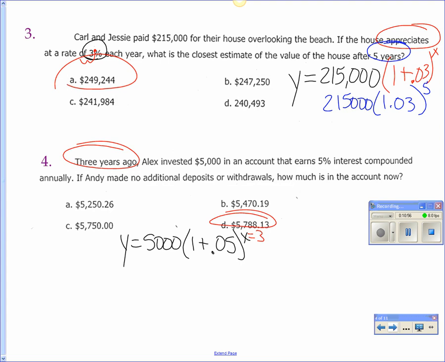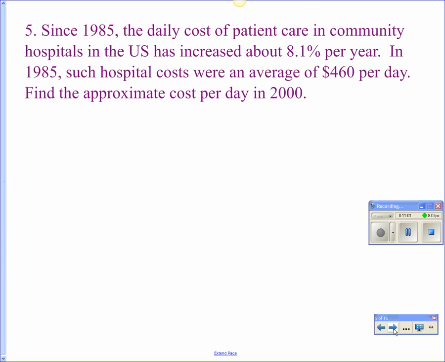All right. Any questions on those two? All right, let's keep going. Number 5, since 1985, the daily cost of patient care in community hospitals in the U.S. has increased about 8.1% per year. In 1985, such hospital costs were an average of $460 per day. Find the approximate cost per day in 2000.